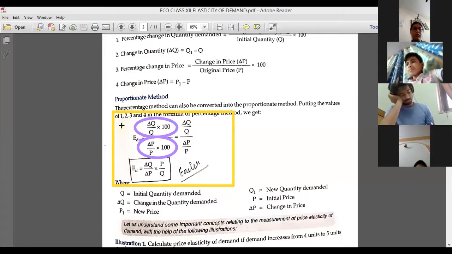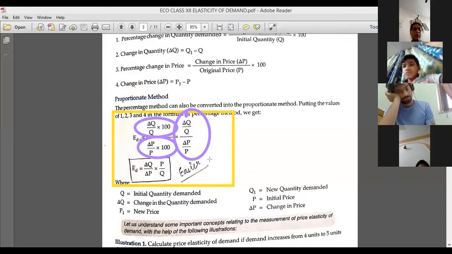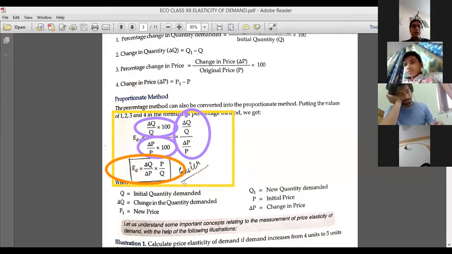How did this come? This is percentage change in quantity. And below, percentage change in price, which is delta P upon P into 100. Ultimately 100 and 100 cancel, and we will get delta Q upon Q whole upon delta P upon P. If I reciprocate this, I will get the proper formula. ED is equal to delta Q upon delta P into the reciprocal: P goes up and Q comes down, which becomes P upon Q.